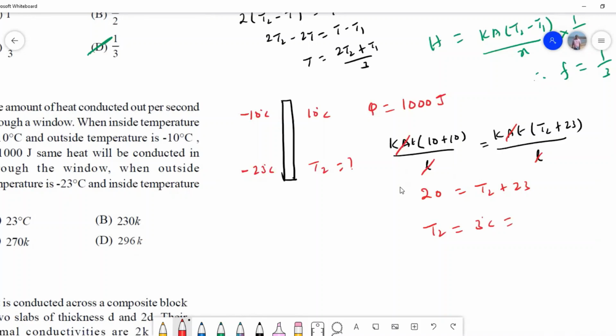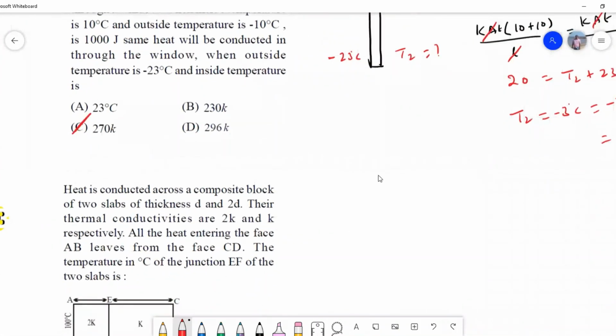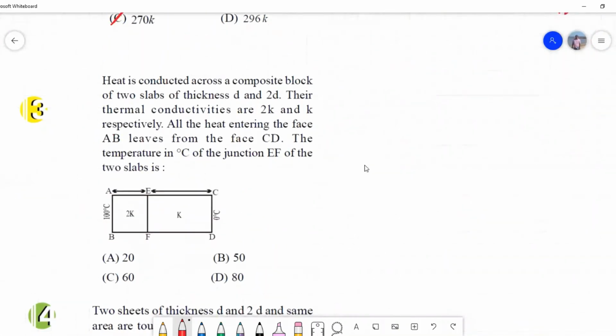But if you look at the options, the answer is given in Kelvin. So minus 3 degrees centigrade is nothing but minus 3 plus 273. So the answer is 270 Kelvin. Option number C is the answer. So a very simple problem based on thermal conductivity. Now let's move on to problem number 3.